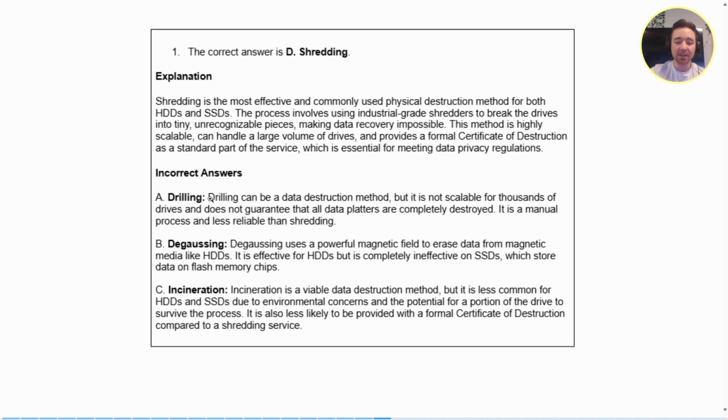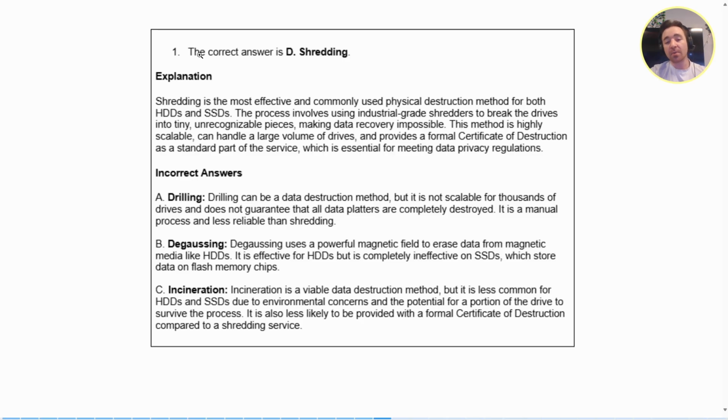What about the others? Drilling is a good data destruction method if you're an individual who wants to get through a couple, but for thousands of drives, you would have to individually drill each of them, and that's too time consuming. It makes more sense to hire a third party. Degaussing is only effective for HDDs, so that's not an option. Drilling and degaussing are out.